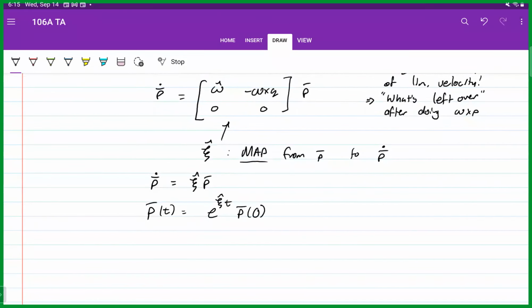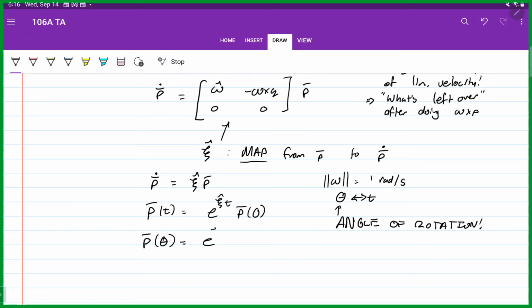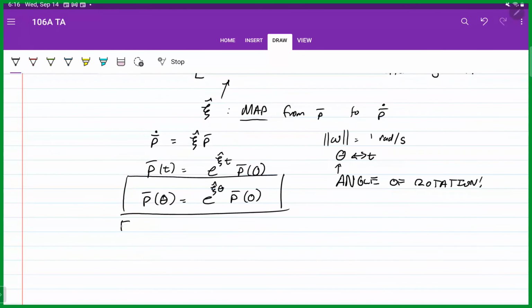Now we have one thing to add, which is the same as last time: we assume that the magnitude of omega is 1. We just want it to be an axis of rotation; we don't want to be speeding around that thing. So the magnitude of omega equals 1 radian per second. For every second that passes, we go 1 radian. That means theta and time are totally interchangeable, where theta is the angle of rotation. So if 1 radian corresponds to 1 second, we plug it into our final formula and end up with p bar of theta equals e to the xi hat theta times p bar of 0. And that gives us exponential coordinates for rotation.